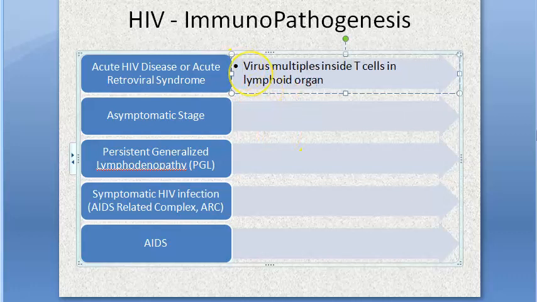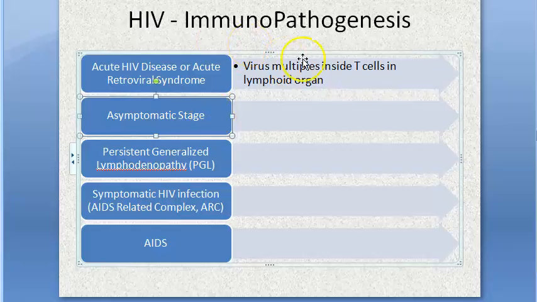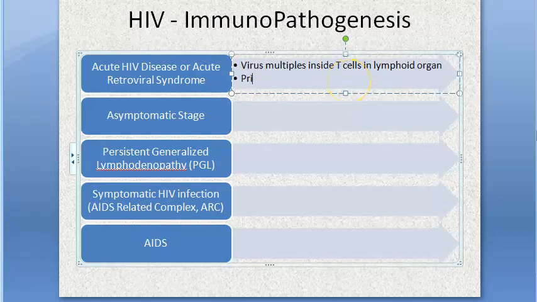Okay. So that is what has happened now. Guys, take a deep breath. We are looking at the pathogenesis, immunopathogenesis. Here we saw that the virus inside the T cell multiplies in the lymphoid organ. Initially the HIV destroys the infected T cells and spills over into the bloodstream, causing primary viremia. So there is primary viremia.